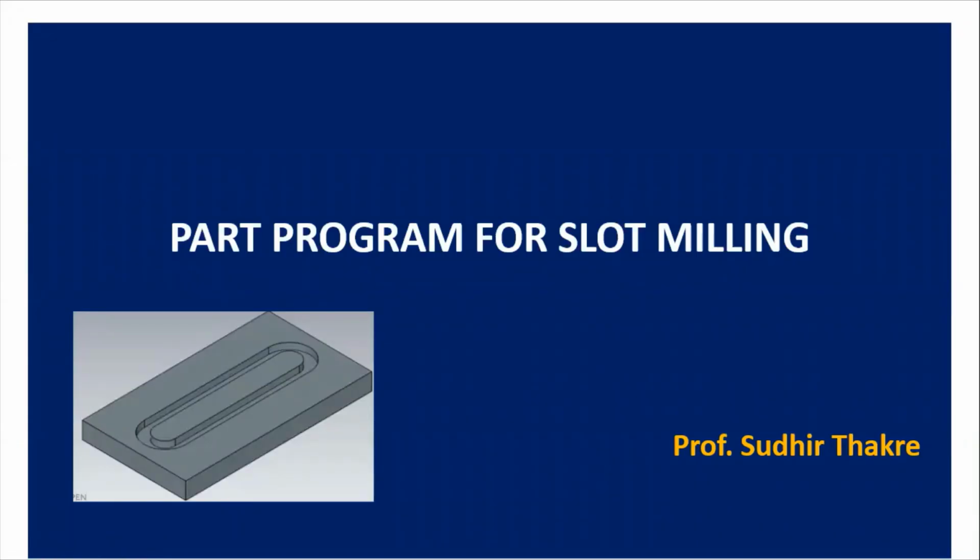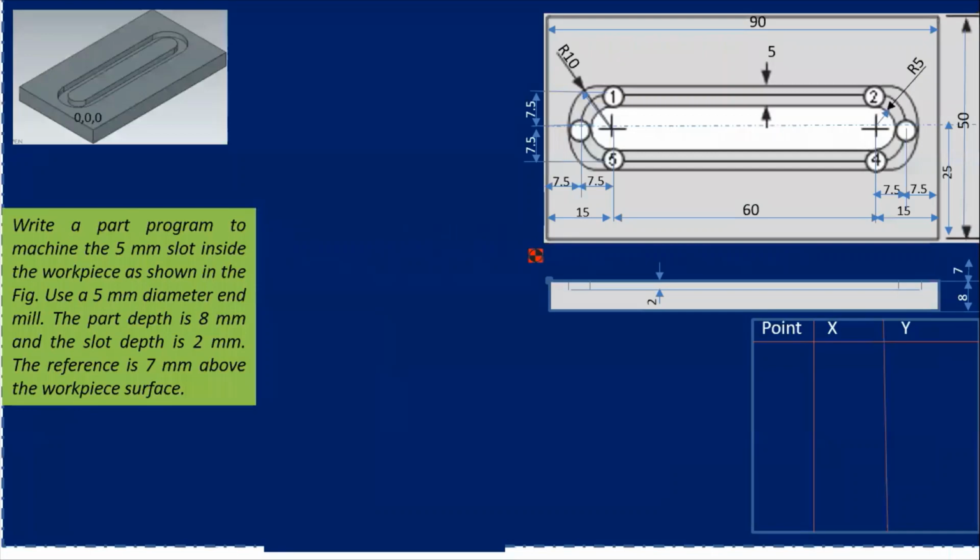Hello friends, today we will see how to write a part program for slot milling. So this is the component. You have to make this slot inside the metal piece, and for that you have to use the end mill cutter. I will read the statement given here.